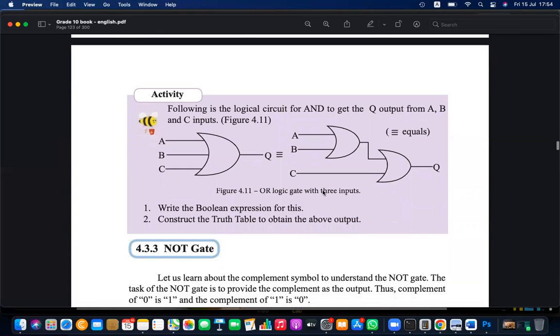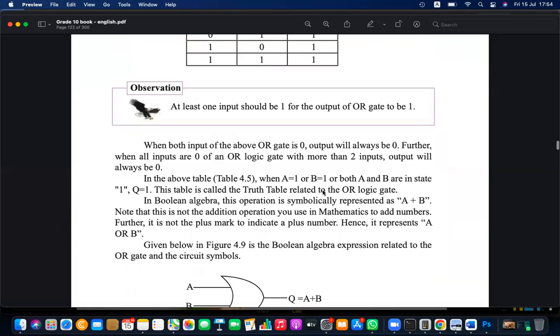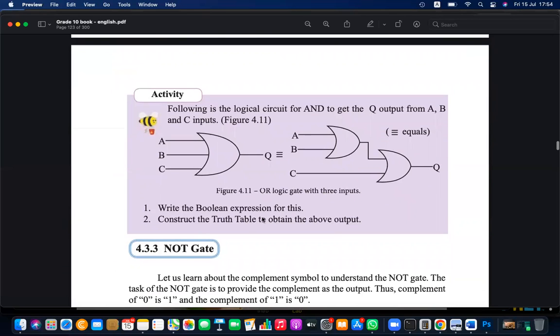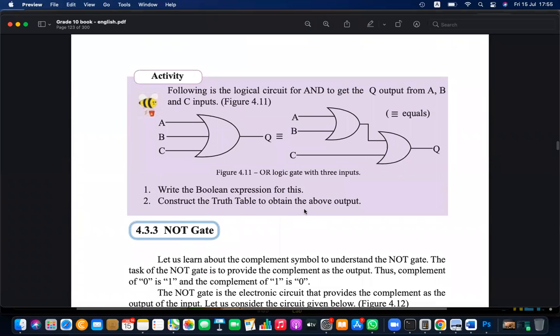So can you draw the truth table for 3, please? Use a separate paper or rough sheet. Truth table for this, please, and the Boolean expression, both Boolean expression and truth table. Create the truth table as well as the Boolean expression and send it to the chat.